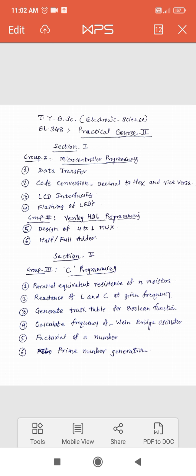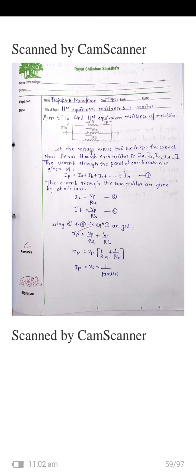We will conduct these 16 practicals of EL348. First we have to conduct the practicals in C programming. You have learned C programming in the first semester in theory paper 5. Now only the practicals are to be studied in these lectures. The first practical of C programming is the parallel equivalent resistance of N resistors.